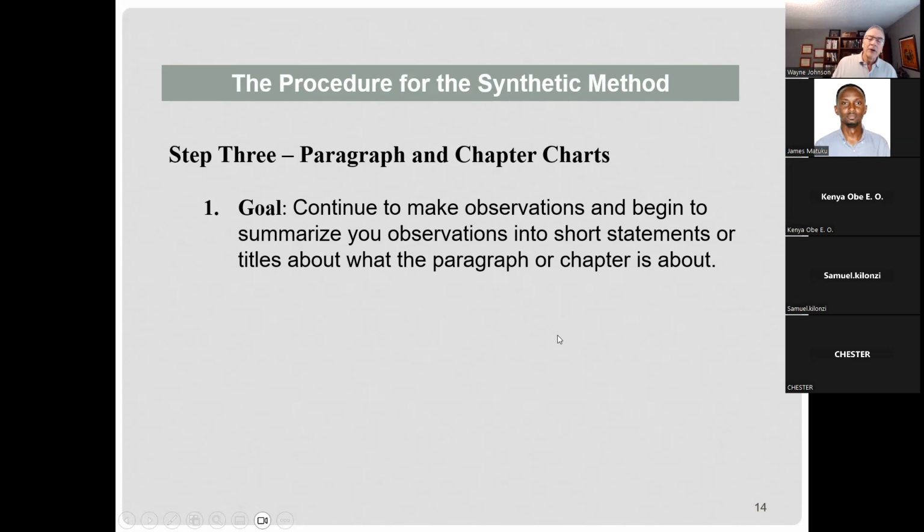So step 3, after the argument, will be to do various charts. There are 3 charts that you'll get a chance to do. You can do paragraph charts for an individual paragraph. You can do chapter charts, which are sort of a compilation of the paragraph charts. And then you can finally do a book chart, which will be step 4.